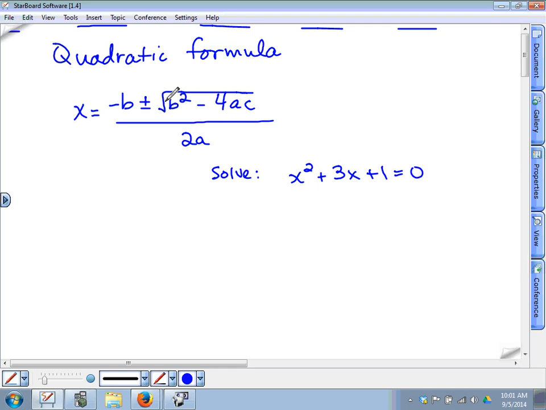X equals negative b plus or minus the square root of b squared minus 4ac all over 2a. I guarantee if you were to do that, you'll memorize it. Thank you, thank you. Thank you, Mr. Roberts.